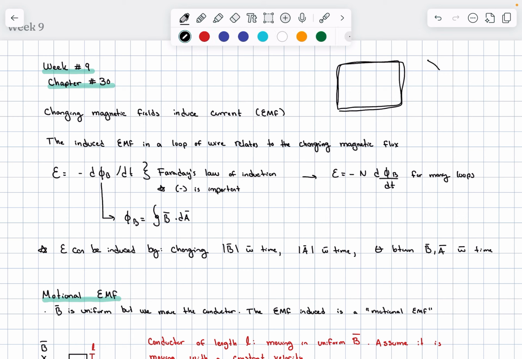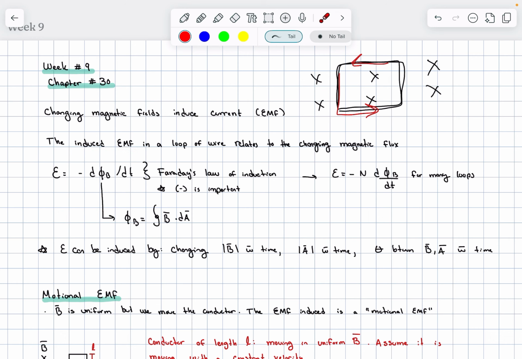Now, if we were to put it in this uniform magnetic field, nothing would happen. But if we were to have this magnetic field changing, or specifically, if we were to have the flux going through this loop change with respect to time, then a current would be induced inside of this wire. This is mathematically represented by this.